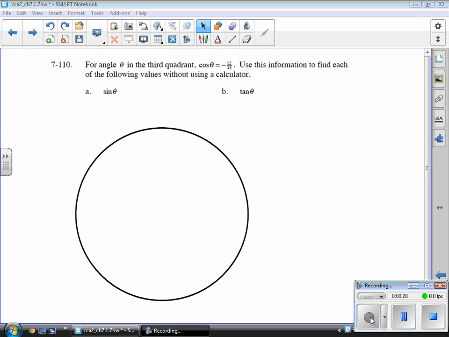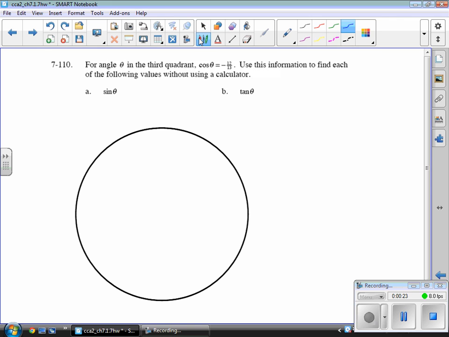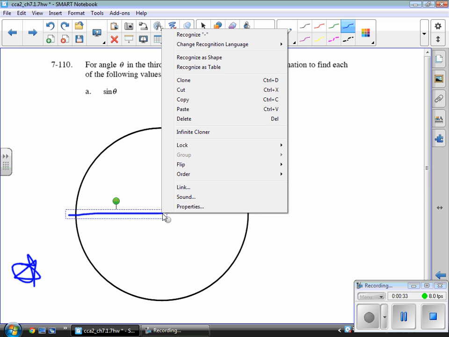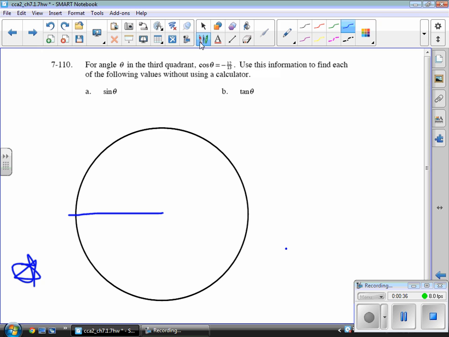Okay? So we're first going to draw this triangle. I'm in the third quadrant, which is down in this area. So here's my triangle. Cosine is -12/13, and that's my horizontal distance from the center. It's negative because I'm to the left of center. And that's all I know.